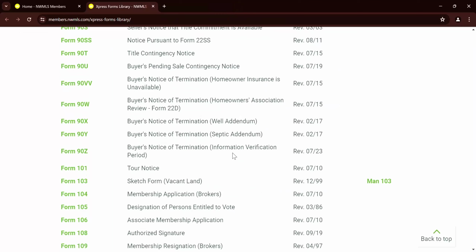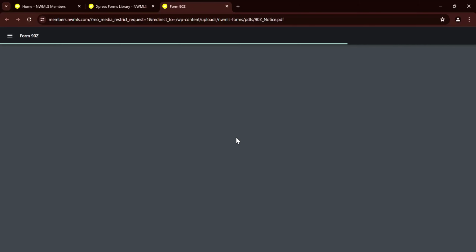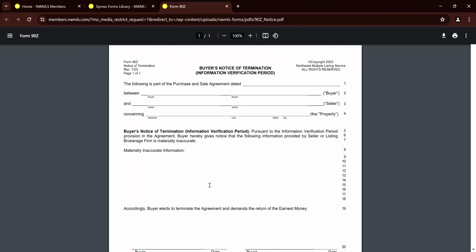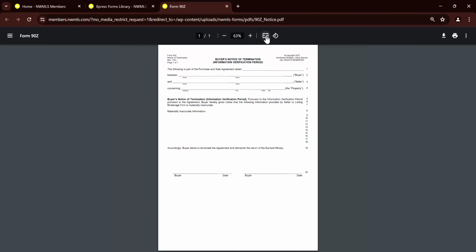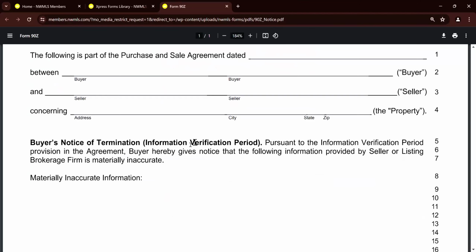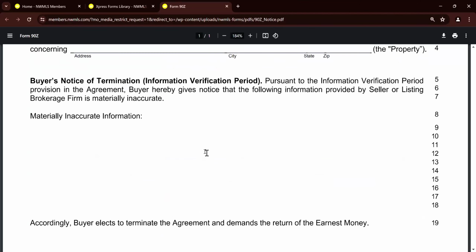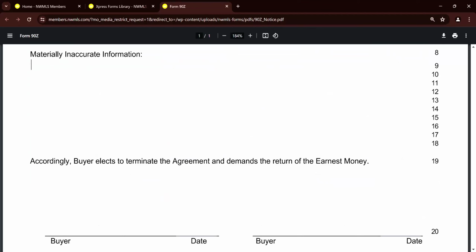90Z is buyer's notice of termination for the information verification period. The front page of our purchase and sale agreement is what you're terminating on, right? So if you had 10 days by default to verify all the foregoing and every piece of information provided by not only the seller, but even by the listing firm, you would actually have to put in the materially inaccurate information. Accordingly, buyer elects to terminate the agreement and demands the return of earnest money.